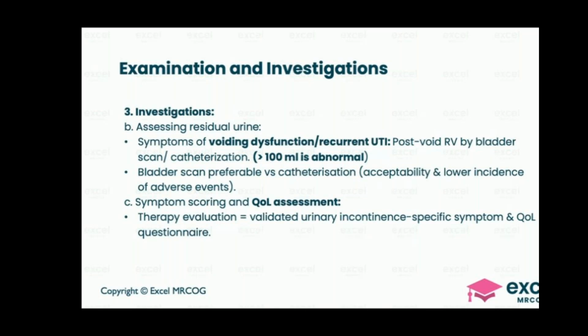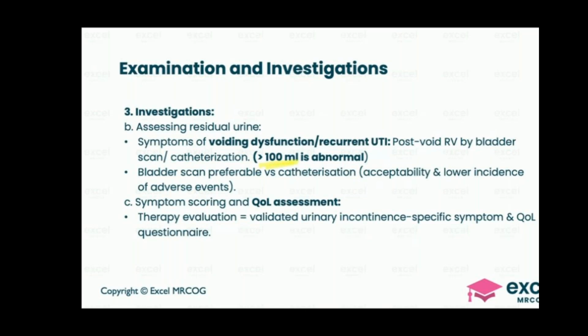you may get this in the exam. This is a voiding symptom. So if any voiding dysfunction is there, you need to check the residual urine. Or when there is recurrent UTI, you are worried whether there is stasis of urine and that is why she's getting recurrent UTI. That is when you need to check residual urine. And what is abnormal? This is important again. More than 100 ml is abnormal. Is that clear? More than 100 ml is abnormal.